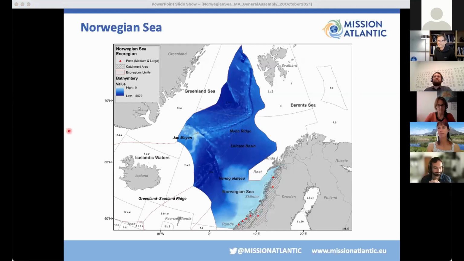So this is the Norwegian Sea case study. The Norwegian Sea is a regional sea to the north, as you see on the map here, and it's mostly a temperate area, except to the north where it receives water from the Arctic. It's about 1 million square kilometers in area. And as you can see, it covers both shelves and slopes, deep basins, and also the mid-Atlantic ridge.